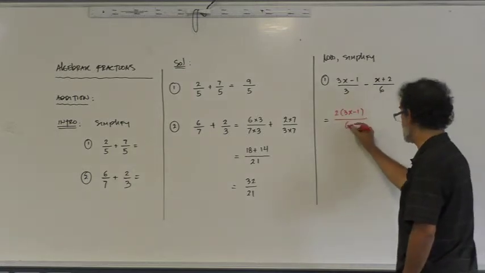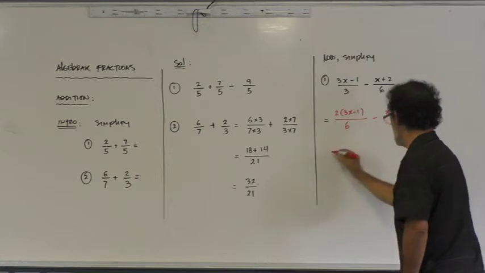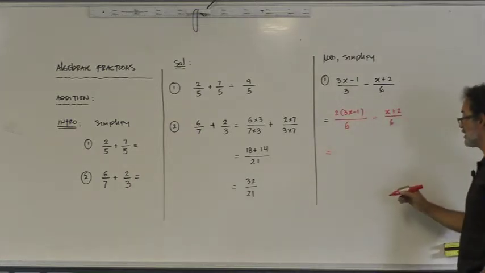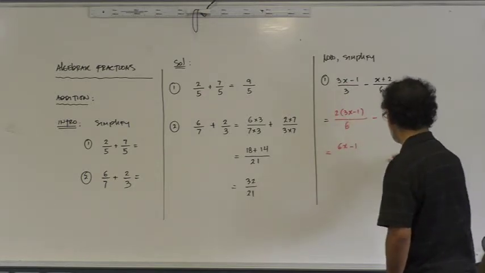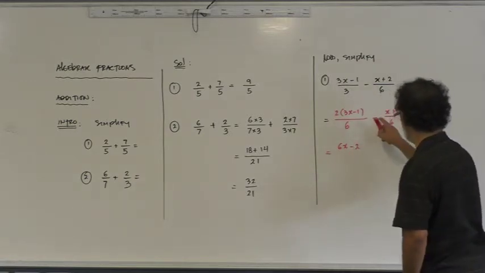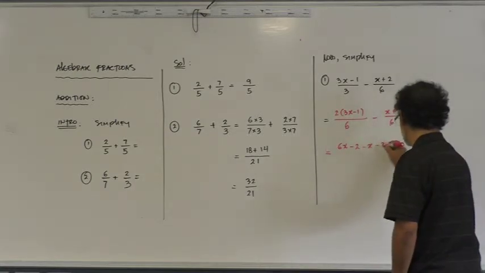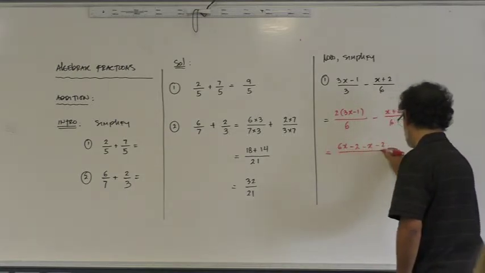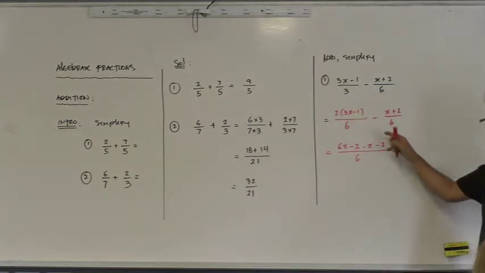So that will give you 6. Okay, and then that's it. And then we can put this together. So we're going to say 2 times 3 is equal to 6. And then 2 times -1 is -2. And then we're going to be careful in here. So it's going to be -x, and then -2. And then all over the common denominator.